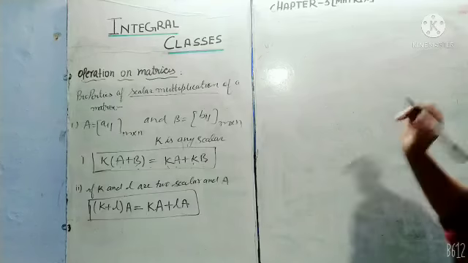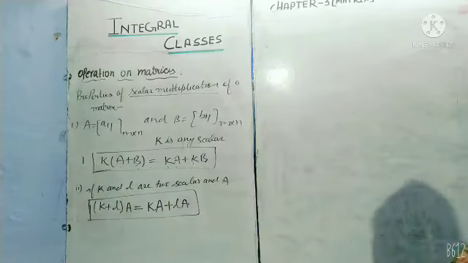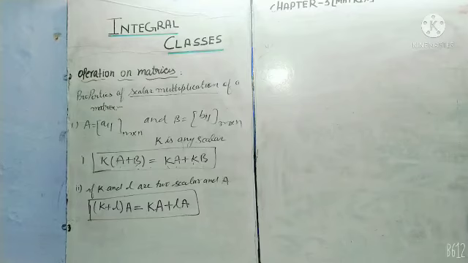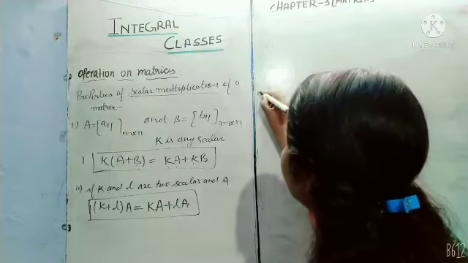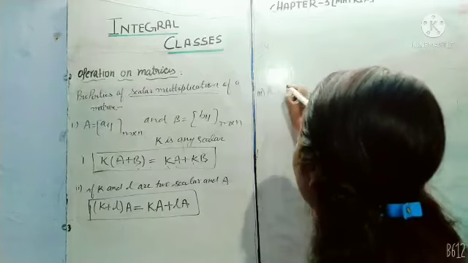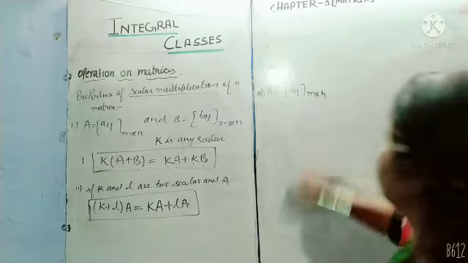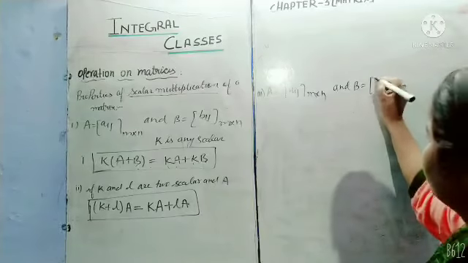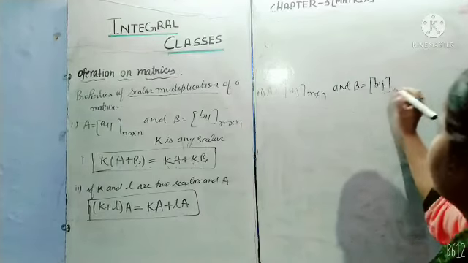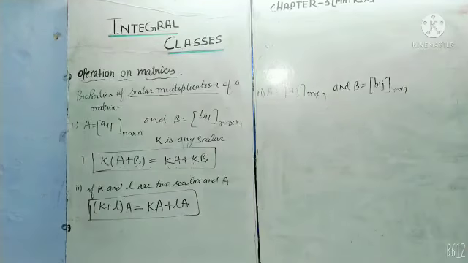Next property is, if we are given two matrices, then how can we multiply them? Suppose we are given two matrices A equal to Aij, which has order m cross n, and B equal to Bij, and it also has the same order, suppose. So how can we multiply here?